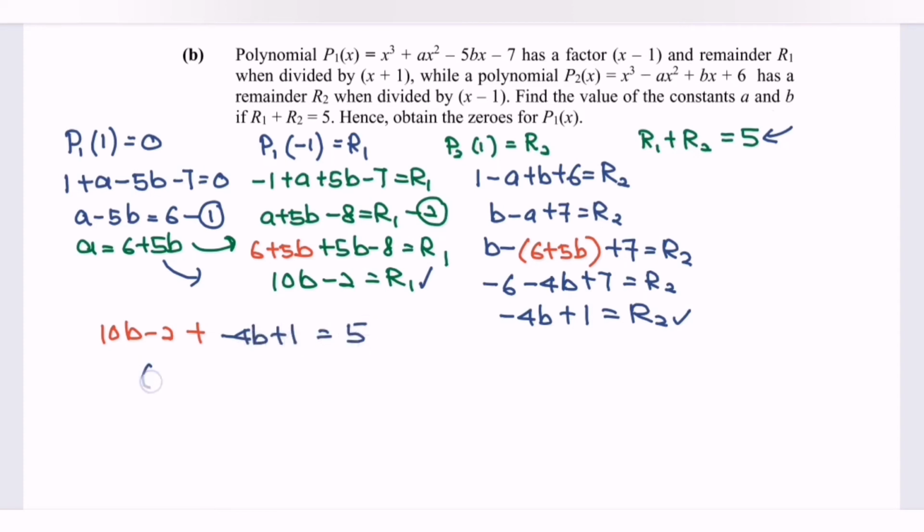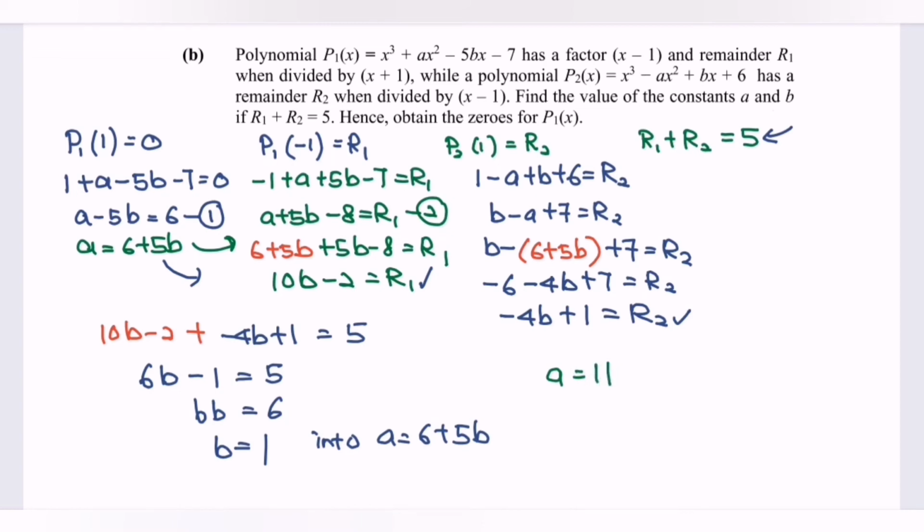So simplify, 6b minus 1 equals 5. So 6b equals 6 and b equals 1. Then substitute this into this part. So finally, the value of a is equal to 11, if we substitute b equals 1.